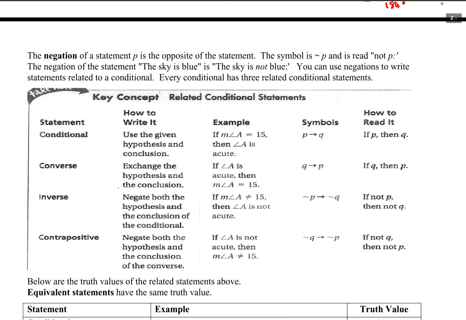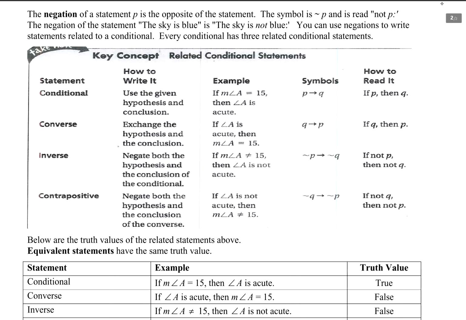All right, let's look at statements related to our conditional statement. Negation means not, right? And if we negate our statement, it is the opposite of the statement. This symbol reads not P. So if our statement is the sky is blue, we would say the sky is not blue.